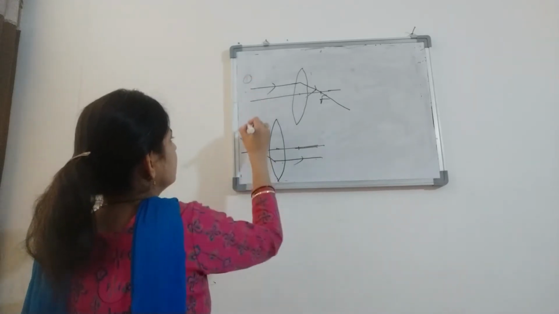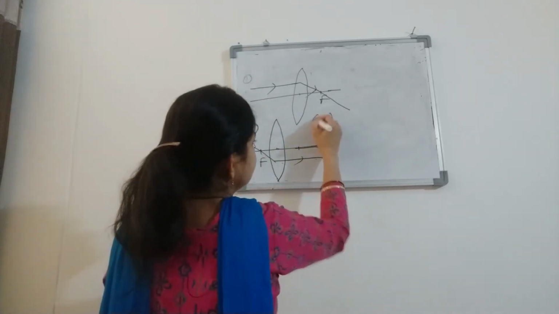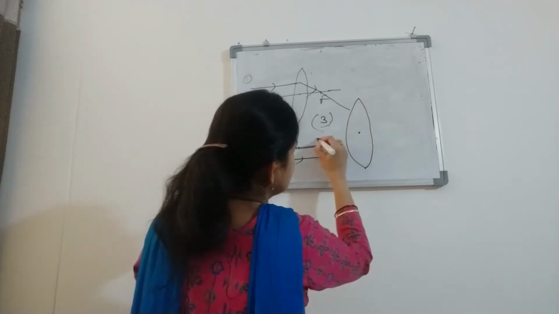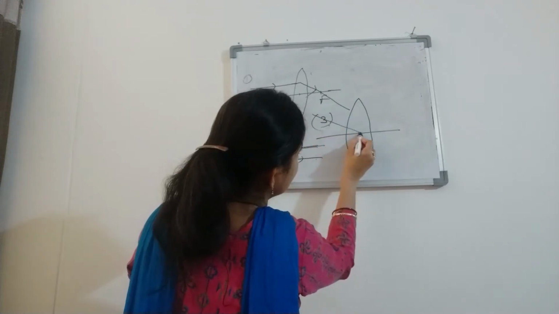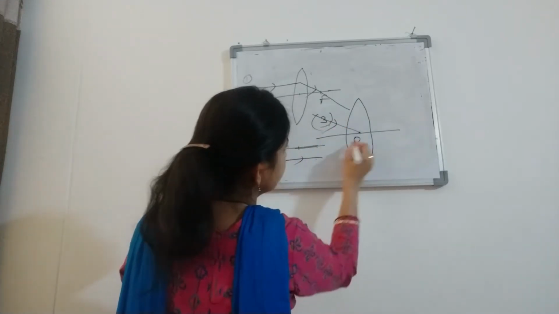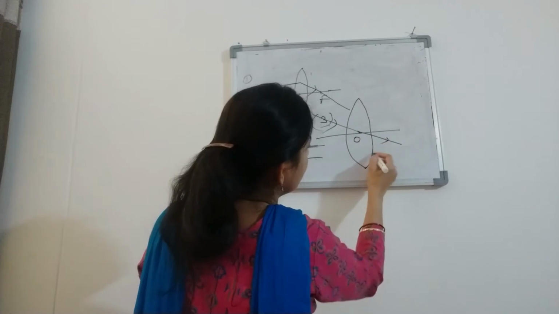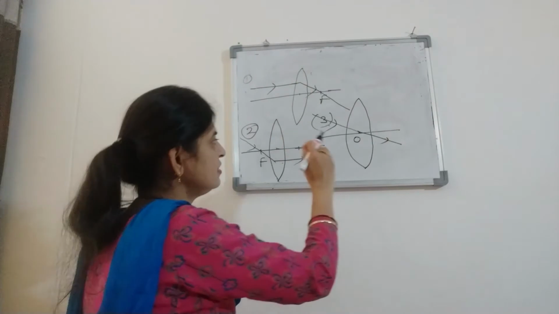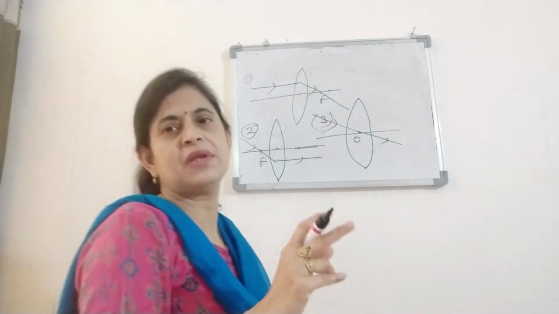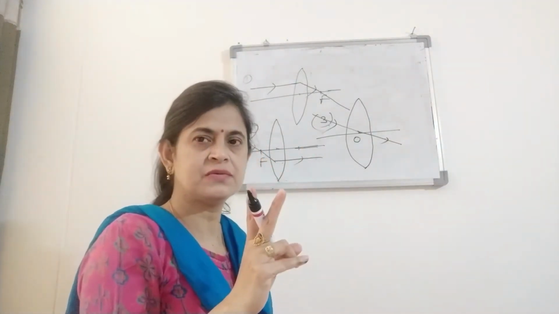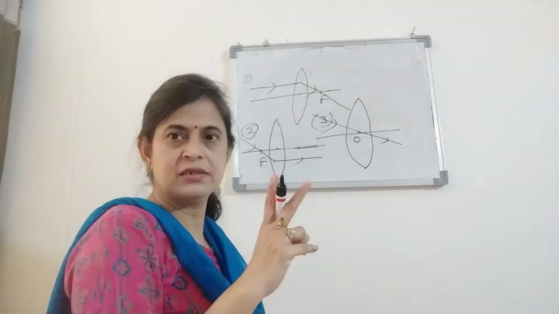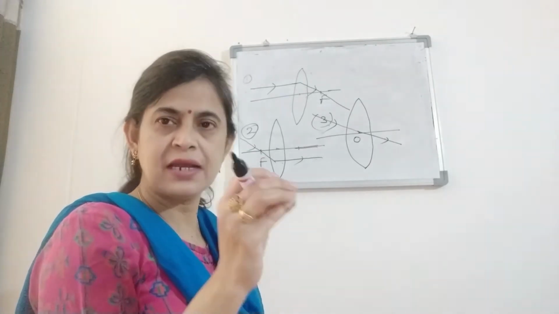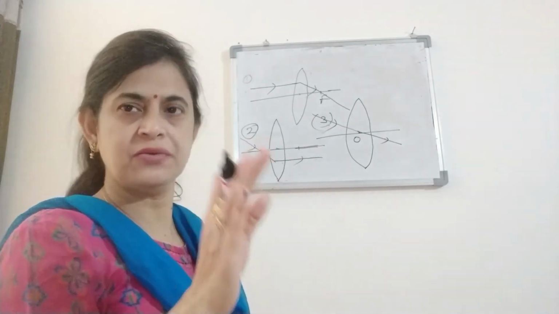And the third rule was, if the incident ray is passing through the optical center, then it will be undeviated. Now, by applying these three rules, you can apply any two rules, because we need two refracted rays and their intersecting point. At that intersecting point, our image will be formed.